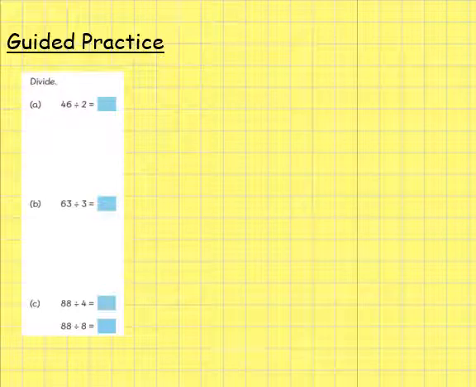You've got 3 questions here then. You've got 46 divided by 2, 63 divided by 3, 88 divided by 4, and then also just attached to that extra one, a sneaky one, which is 88 divided by 8. I'm going to show you the first one together, and then I want you to see if you can answer the other questions on your own.